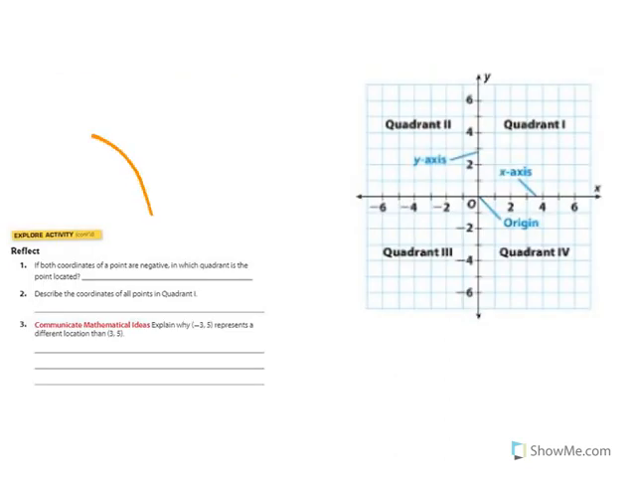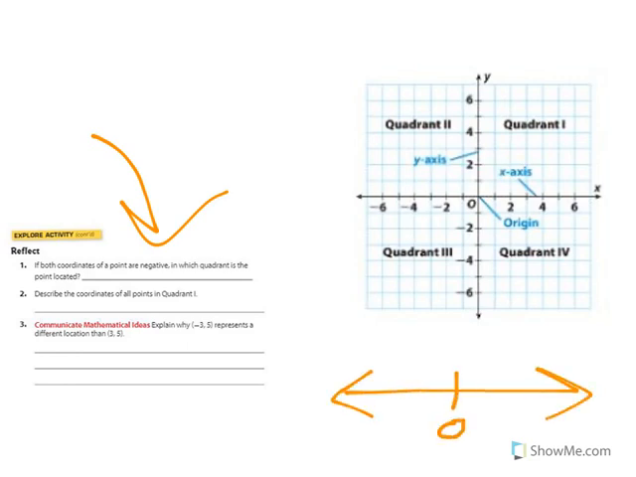All right, so let's look at some of the activities here. If both coordinates of a point are negative, in which quadrant is the point located? Let's use our number line again. This is what we just got done doing in our inequalities, and so you can see how they connect, right? Everything to the left of 0 were negatives. So we're going to start with that.